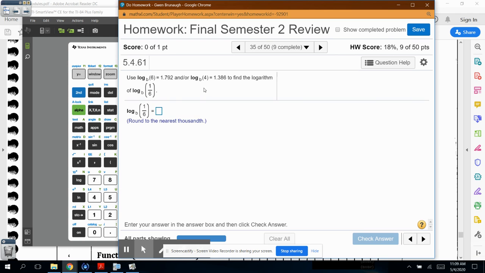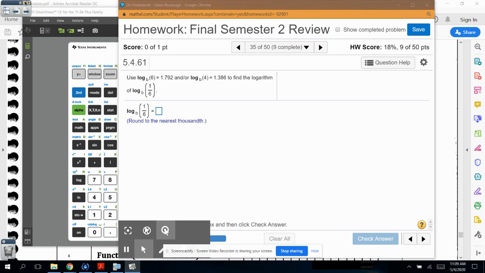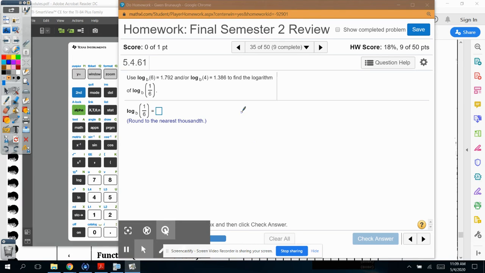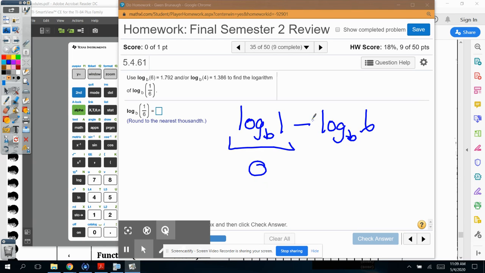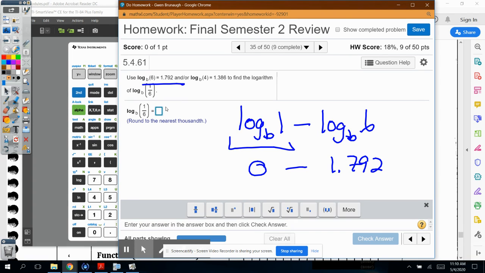Okay, they want us to round using our calculator. So we're going to use some exponent rules here. And the rule is division becomes subtraction. So this will be log base b of 1 minus log base b of 6. Log base b of 1 is 0, because b to the 0 is 1, minus log base b of 6, they told me right here, is 1.792. So the answer is just going to be negative 1.792.